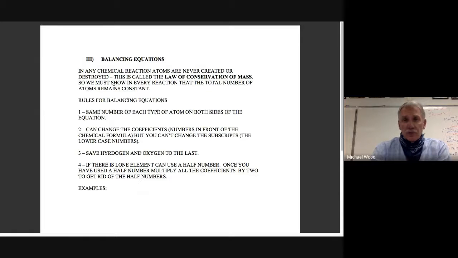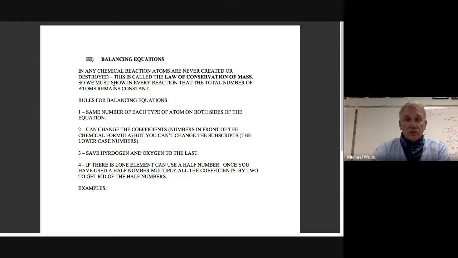I'm going to do a number of these, and I did some in class. A lot of you were here, but you got it. Number one, you have to have the same number of each type of atom on both sides of the equation. You've got to do accounting. Number two, this is the rule: you can change the coefficients, the number in front of the formula, but you can't change the subscripts.